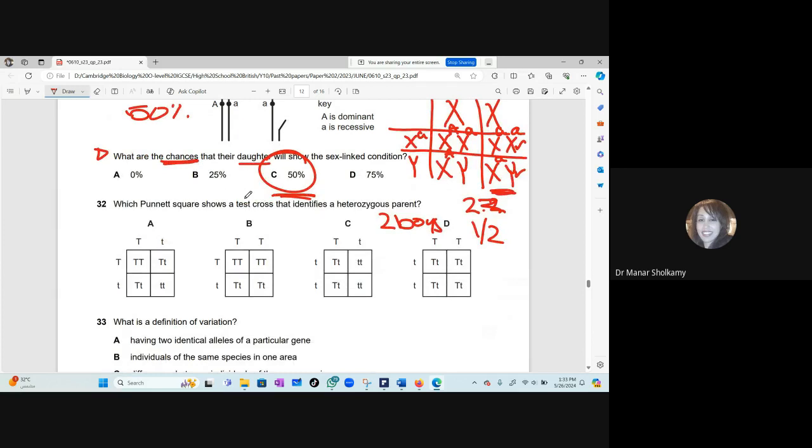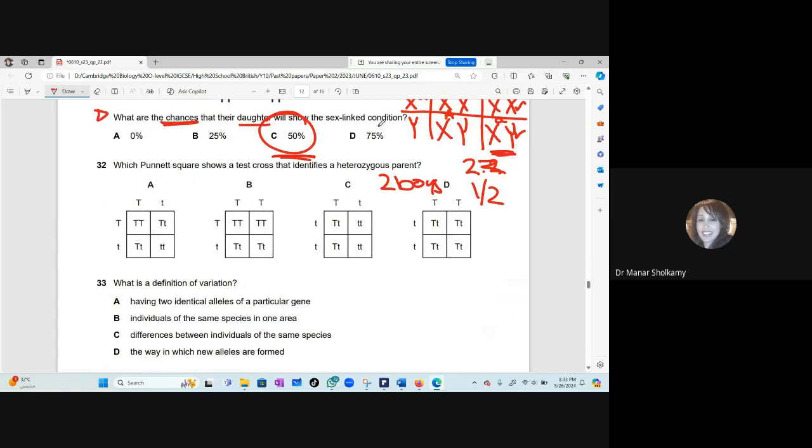Which Punnett square shows a test cross that identifies a heterozygous parent? A, B, C, or D? A test cross and the parent is heterozygous. Is it A? Is A correct? No, of course, A is not correct.